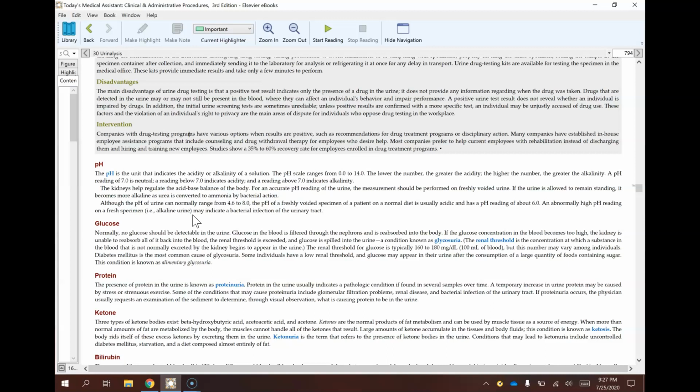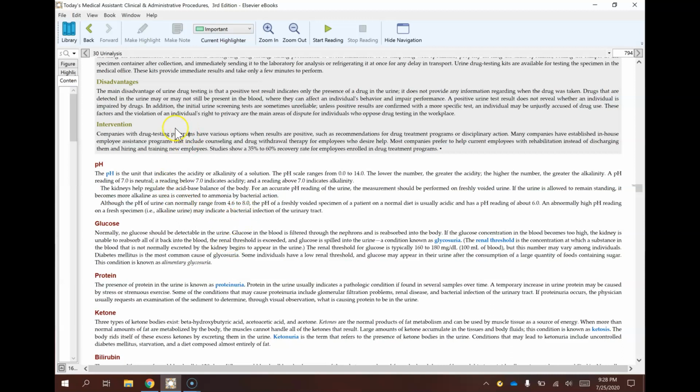So remembering back to basic functions of the kidneys, the kidneys regulate your acid-base balance. To get a good pH reading, you should always do, again, a fresh sample. Remember, we talked about having a fresh sample. Again, if the urine sits for a long time, it becomes more alkaline as that urea is converted to ammonia because of bacteria.